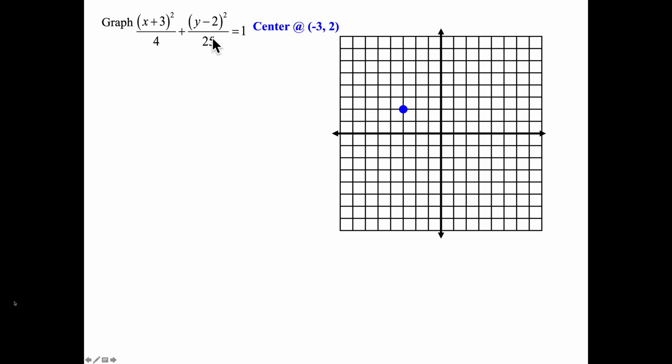Largest number, 25, is underneath the y. That's your a squared. So we're counting up and down 5. 1, 2, 3, 4, 5. 1, 2, 3, 4, 5. 4 is underneath the x, so that's left and right 2.